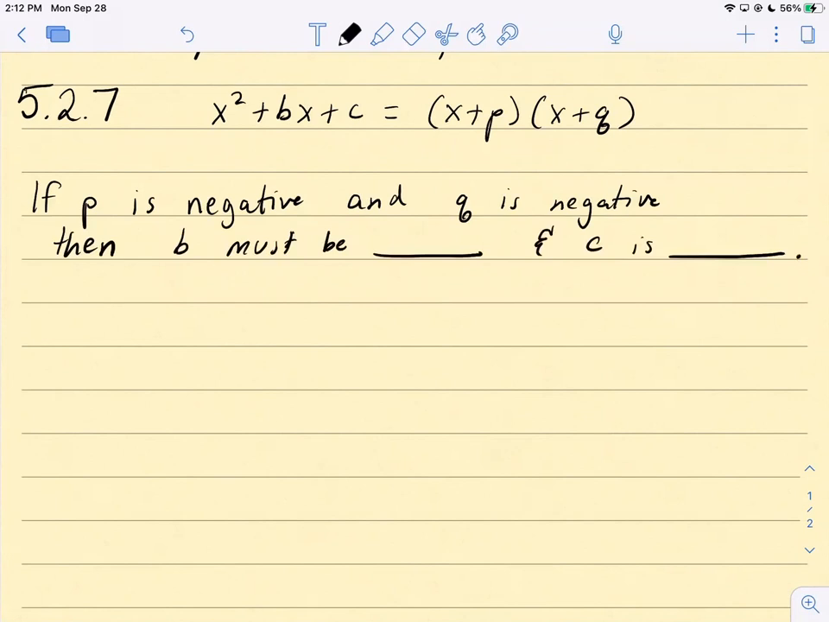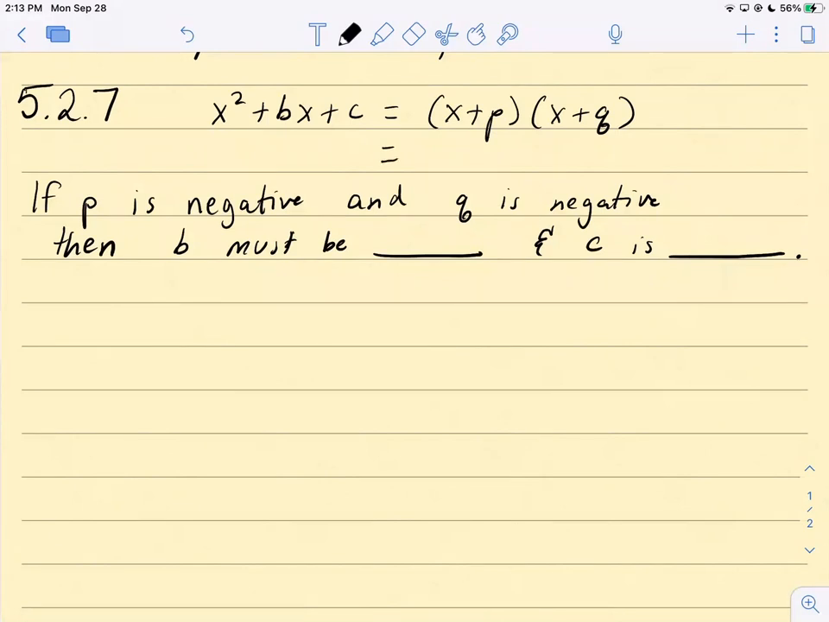Anyone? Can anyone volunteer? Raise your hand using one of the buttons and tell us, if p and q are negative, what do we know about b? What does b have to be? If p and q are negative, then that means that b has to be negative too. Exactly, right? Because if you FOIL this out, very nice. Who was that? Mason? Mason, nice, awesome, thanks, Mason.